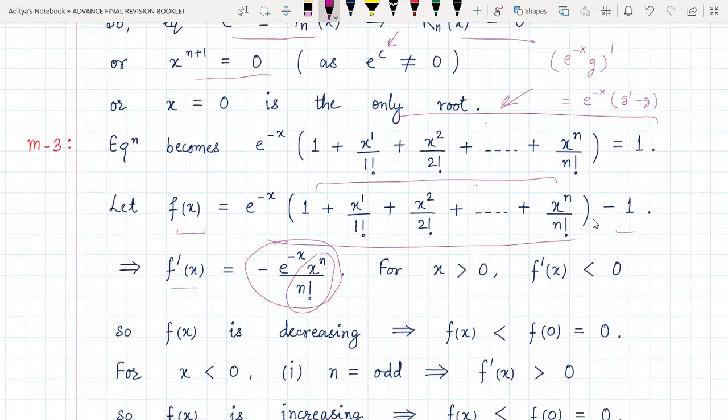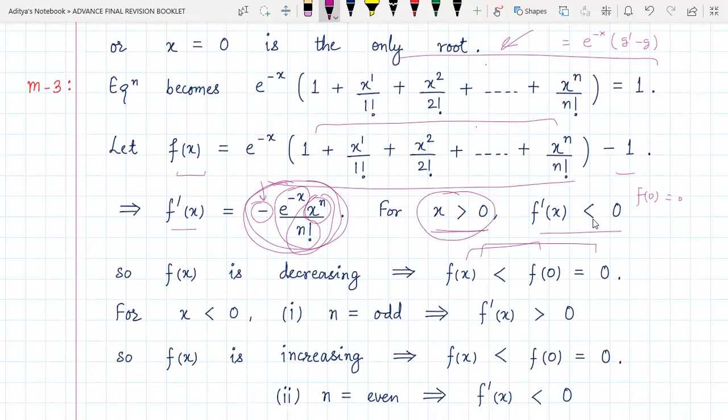Now, when we consider x greater than 0, it is very obvious that this is going to be less than 0, because these things are anyway always positive. The sign only depends on the minus sign and x power n. For x greater than 0, x power n is also greater than 0, but this negative sign will make it negative. So f prime x will be less than 0, so f x is decreasing for all x greater than 0. So f x must be less than f of 0 in this interval, and f of 0 will come out to be 0 only. Just put x equal to 0 here. So f x is always less than 0 whenever x is greater than 0.